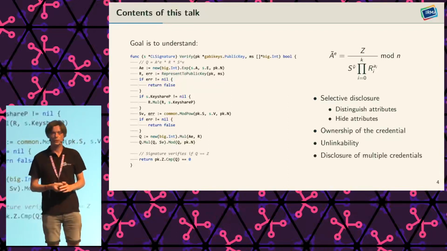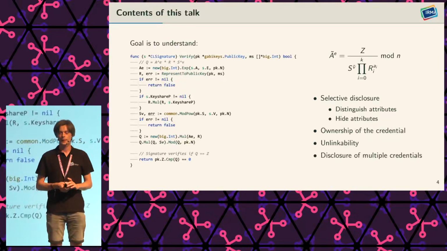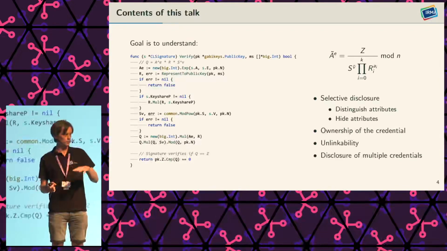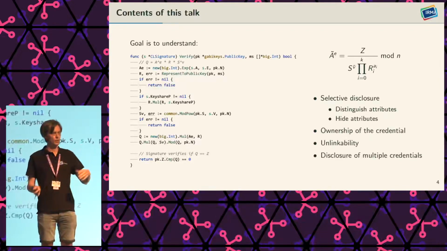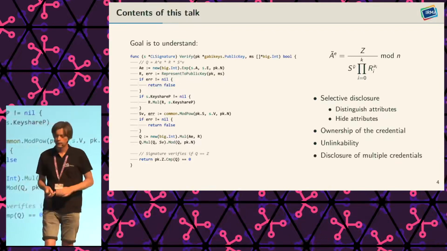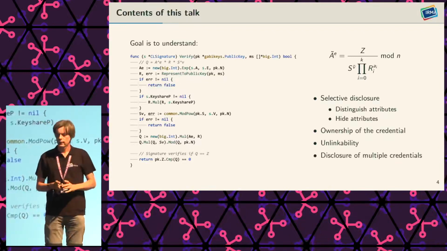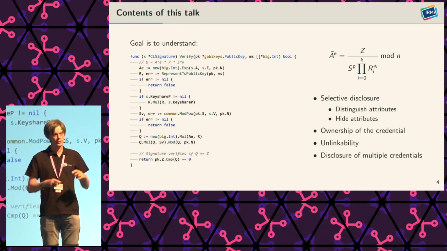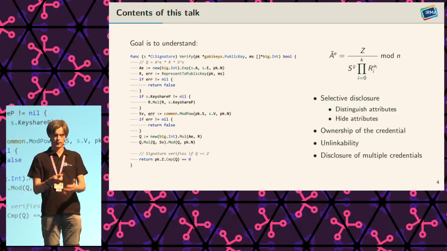Then we will talk about unlinkability, so how we can transfer that property that we saw earlier in the paper case to our digital setting. And finally, we'll talk about how you can combine all of that to achieve disclosure of multiple credentials out of your IRMA wallet.